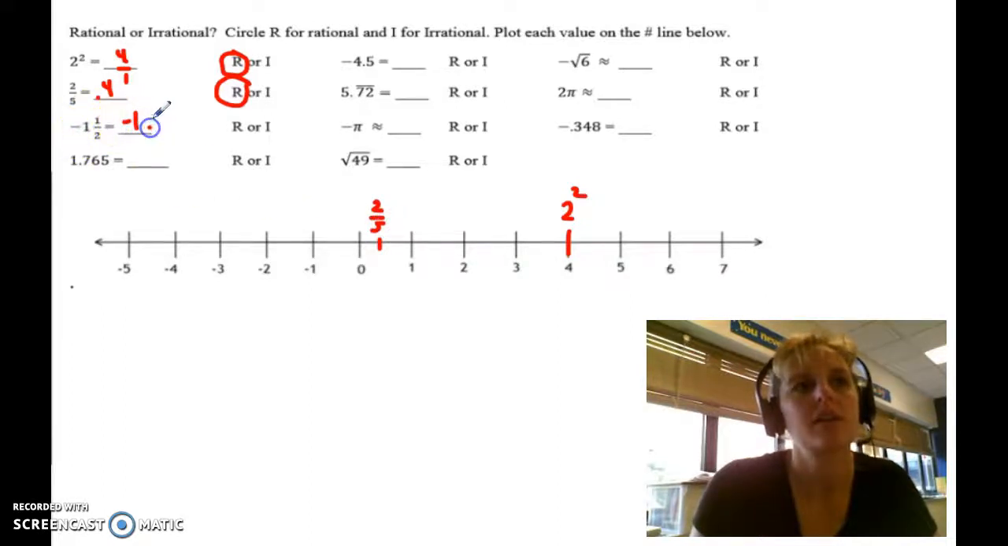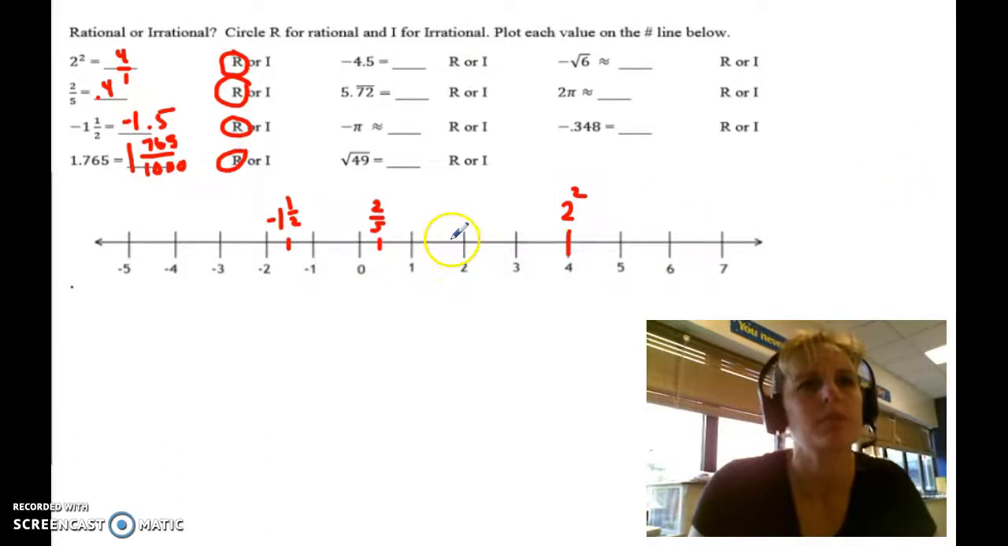-1.5, again, it's already fractional, so we know it's rational. We know it's also going to be located here. -1.5 is between -1 and -2. The last example, 1.765. If you remember learning about decimal place value, this is tenths, hundredths, thousandths. We can write this immediately as a fraction just because we know our place value. So this would turn into 1 and 765 over 1,000. Again, fractional means rational. And again, we want to just make sure we place this on our number line where we believe 1.765 should be.